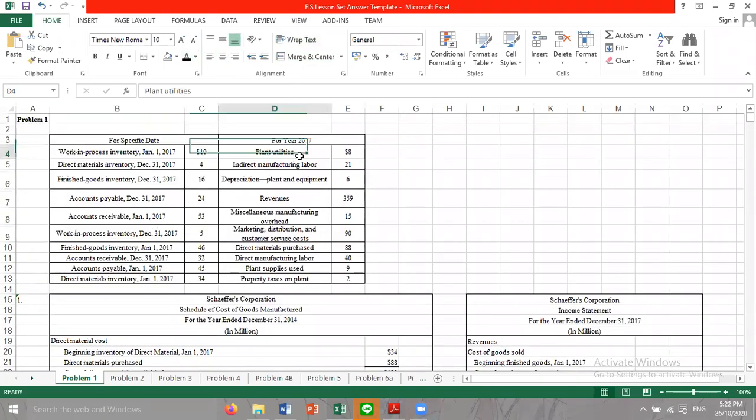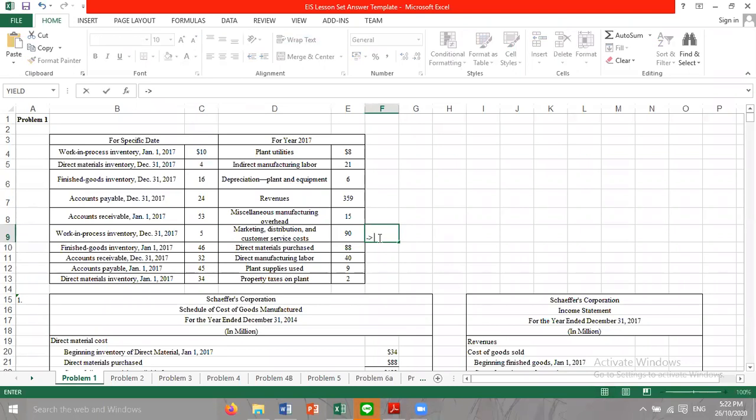So from here, we need to identify which ones are considered indirect manufacturing costs. Okay, so the first one, plant utilities. Yes, plant utilities tend to be an indirect manufacturing cost, so we will include that. Then indirect manufacturing labor is pretty straightforward. It is an indirect manufacturing cost. Depreciation, plant and equipment is also considered an indirect manufacturing cost since it is indirectly related to the process of the production. Miscellaneous manufacturing overhead, also the same thing. But marketing, distribution, and customer service cost is not an indirect manufacturing cost. It is more of an operating cost or period cost.